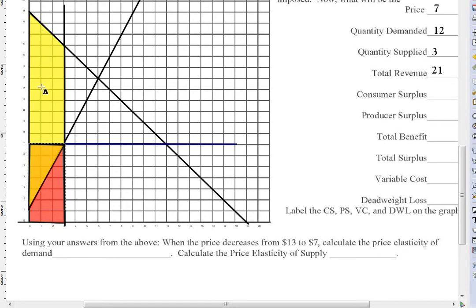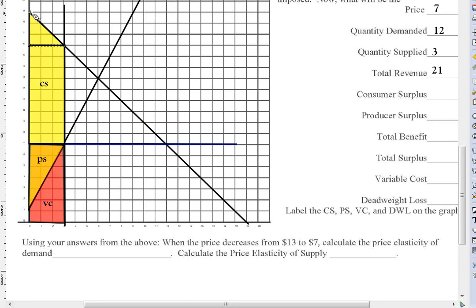Okay, so here we have consumer surplus, here we have producer surplus, here we have variable costs, and total revenue is the rectangle, and total benefit is adding up all the area under there. So let's do our calculations. Producer surplus, what we're going to have to do here is divide this yellow into 2 pieces, and we're going to divide it right there. Calculate the area of the triangle part, add it to the rectangle part there.